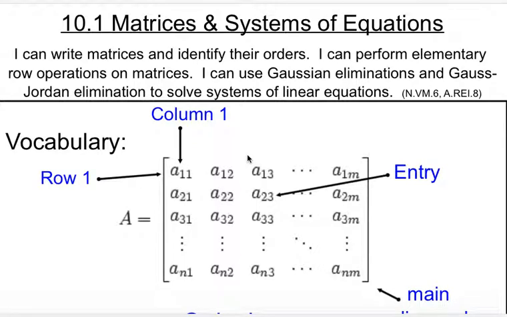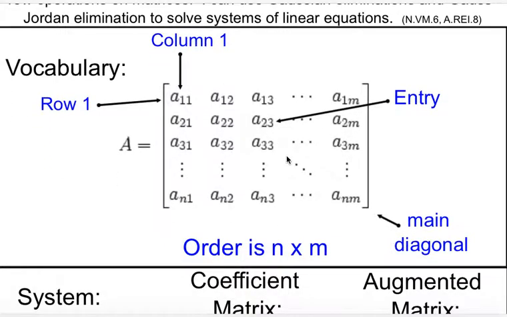We're going to be talking about matrices and how to use them to solve systems of equations. So we're going to start out with some vocabulary. A matrix is made up of rows and columns. Rows go horizontally, so here's row 1, row 2, row 3, and then columns are vertical, just like in a building. So here's column 1, column 2, column 3, and so forth.